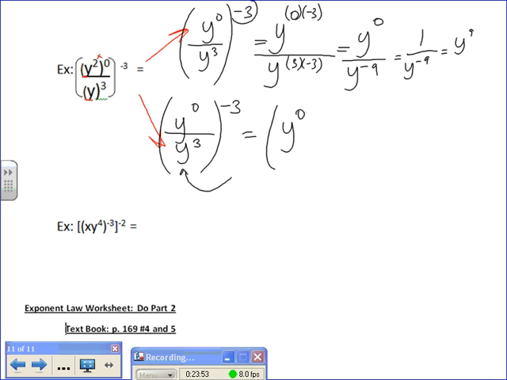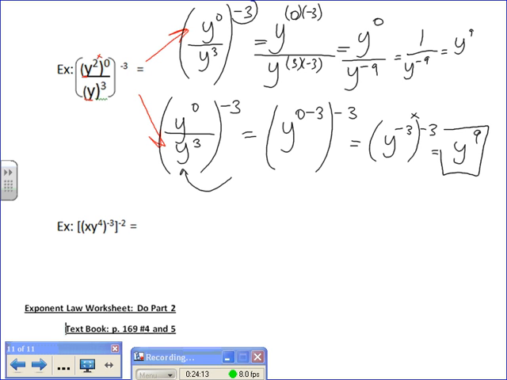y to the 0 minus 3, all raised to the negative 3. And that can simplify to, well, 0 minus 3 is just negative 3, y to the negative 3, times negative 3 on the outside. Multiply those exponents, and we get y to the power of 9. And as it turns out, that's actually a bit of an easier method to use. So again, working from the inside out is a great way to do it.